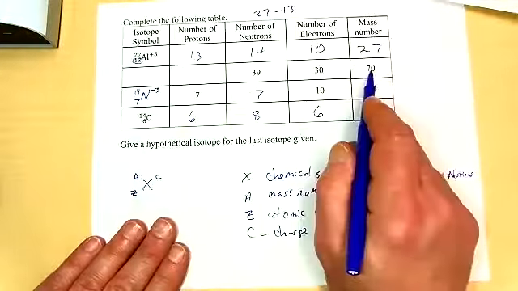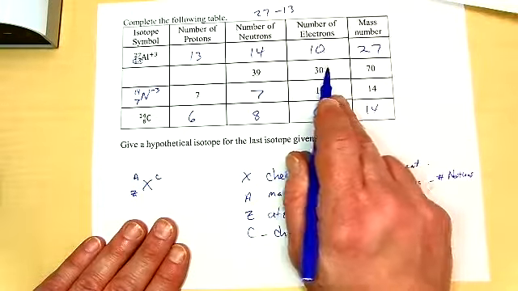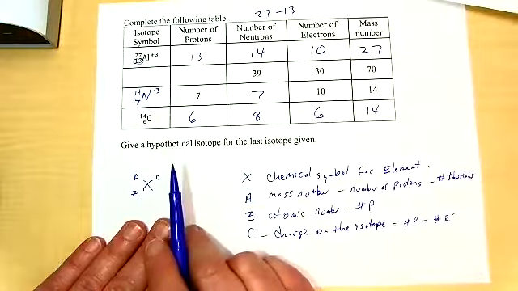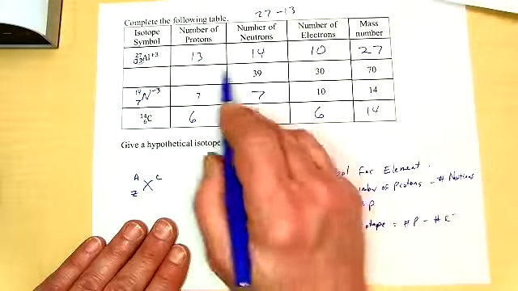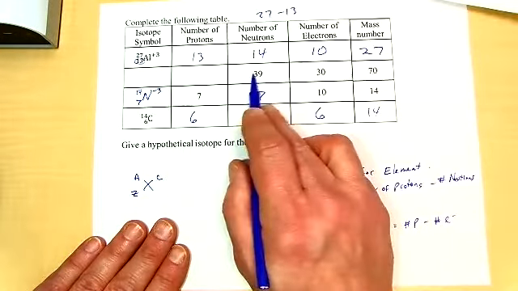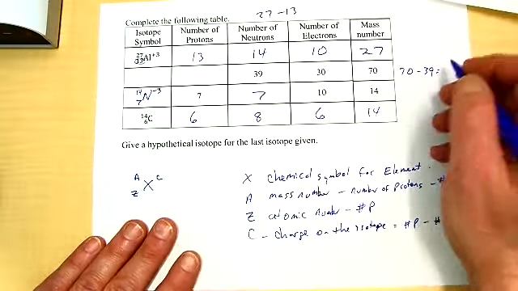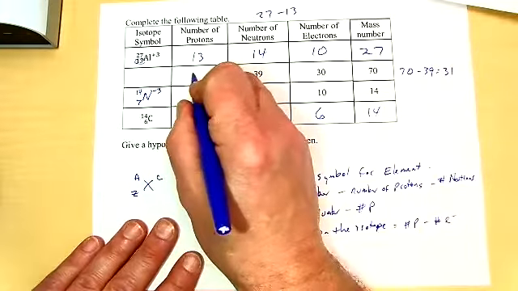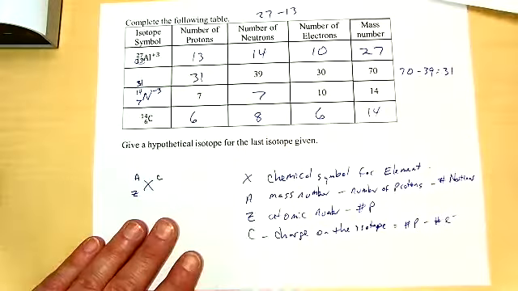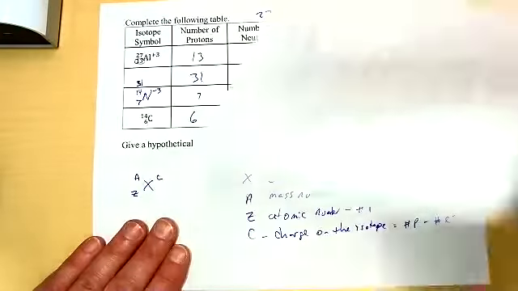The next one here, we have an element that has a mass number of 70. It has 30 electrons, and it has 39 neutrons. What element is it? I don't know how to tell what element it is. It's real easy. We can figure out the number of protons by taking the mass number and subtracting the number of neutrons from it. So 70 minus 39 is going to give us 31. So we have 31 protons. If I look at my periodic table and figure out where 31 is, that's gallium, so I can give it the symbol Ga.